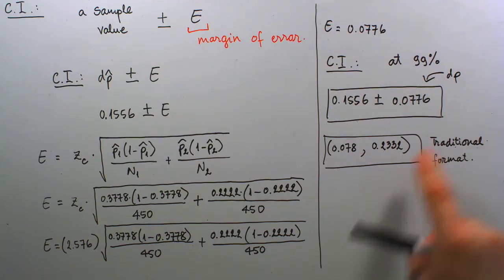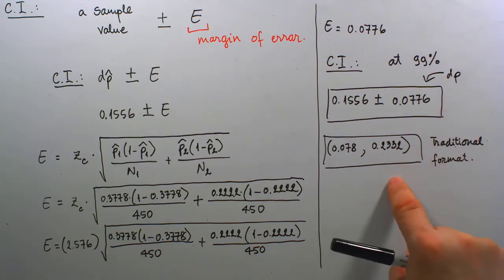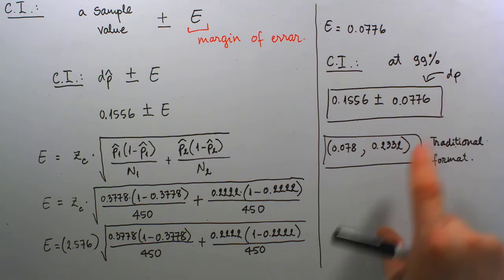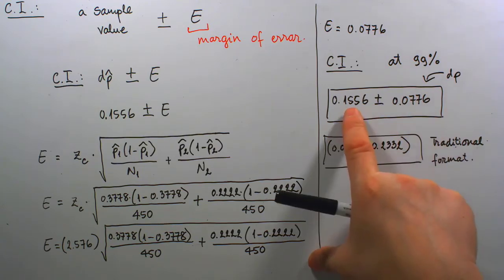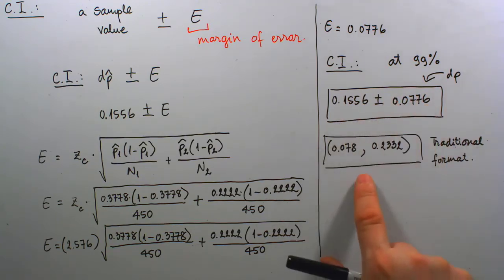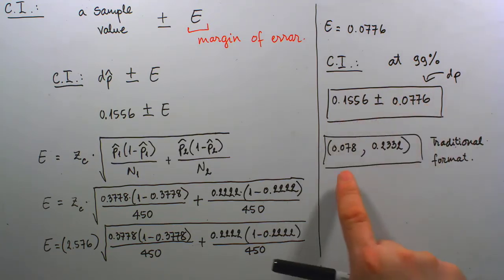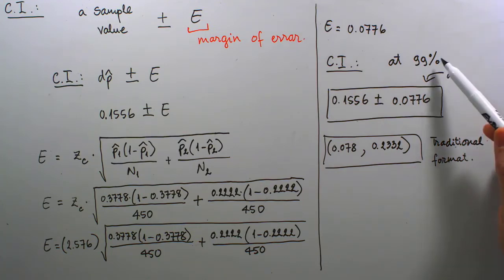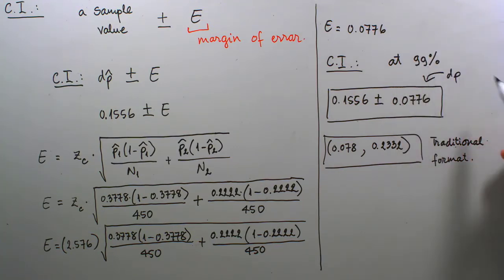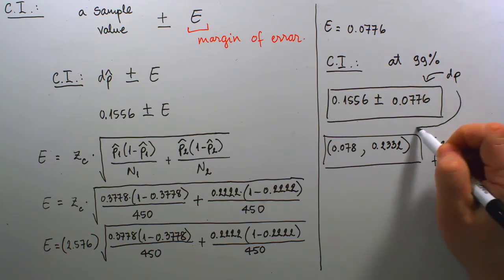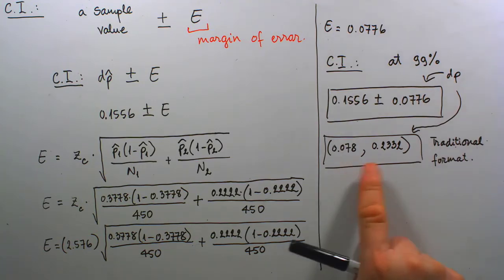And so I expect any of my students to be fluent with the two different ways of how we express our final confidence interval, either in the form of the center point up and down by the margin of error, or the interval that completely shows low and high, which we call the traditional format here. But once again, we guarantee at 99% successful level that the difference dp is falling somewhere inside of this interval between the low and the high here.